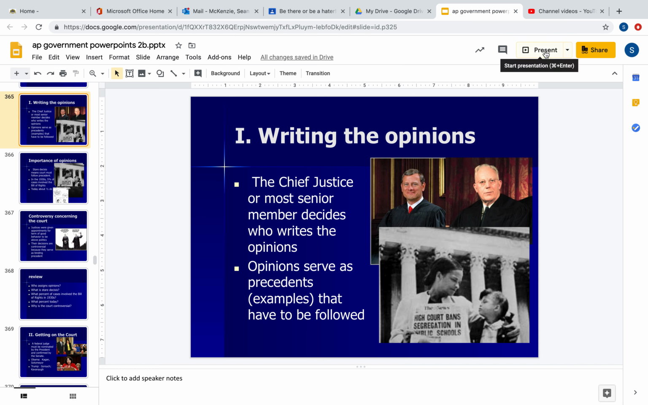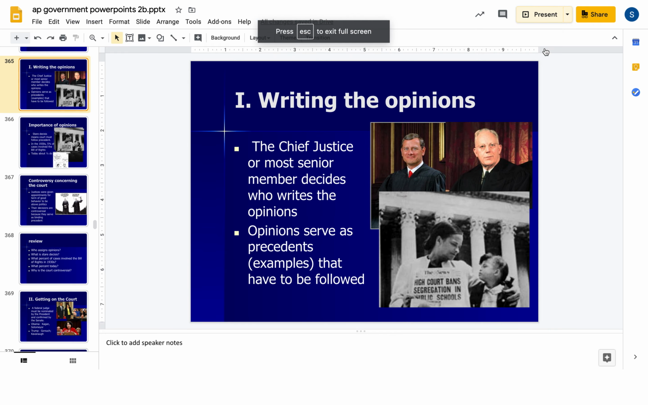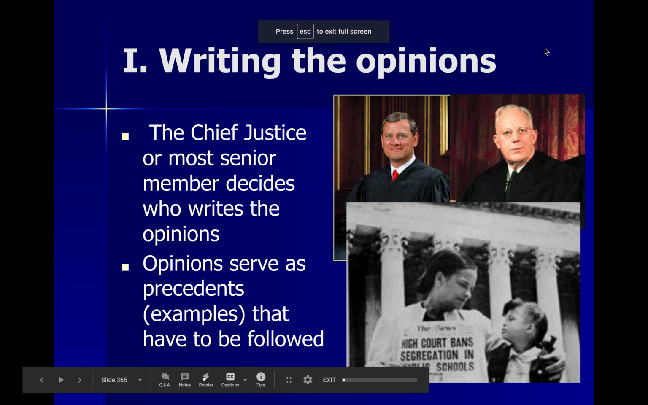Okay, so let me just jump right here. Remember, we just got through saying there's a majority opinion, a dissenting opinion, a concurring opinion, a plurality opinion. The Chief Justice decides who writes the opinion if he's in the majority. If he's not, the most senior member in the majority, the member who's been on the court the longest, decides who writes the opinion. A lot of times the chief will decide to write the opinion himself. Earl Warren was in the majority and wrote the Brown versus Board of Education opinion.